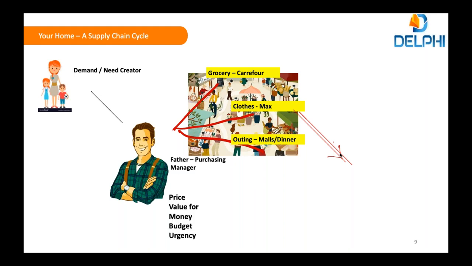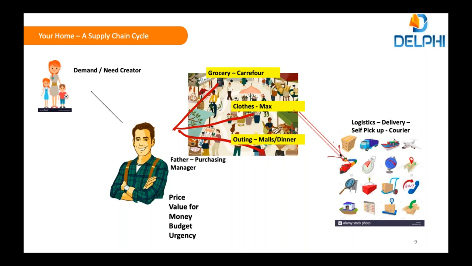And then he has only one concentration in his mind. What will be the price? What will be the value for money? Do I have the budget? Is it urgent or not? So you see, a father normally, or a person like me, has the role of a purchasing manager, but we usually don't think about these things, and we get confused that supply chain is very difficult. But every day, we follow the same sequence of events, and we arrange the logistics.